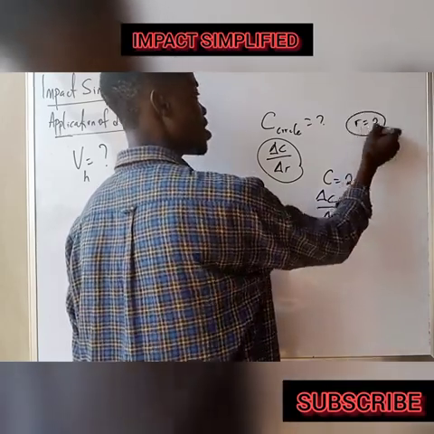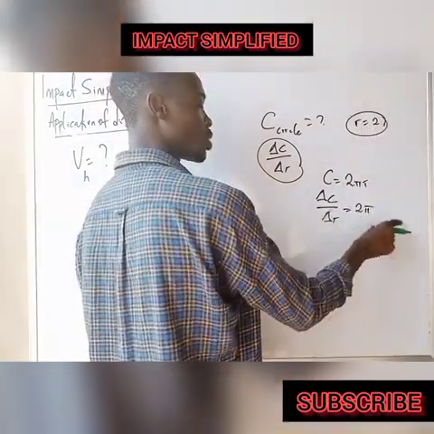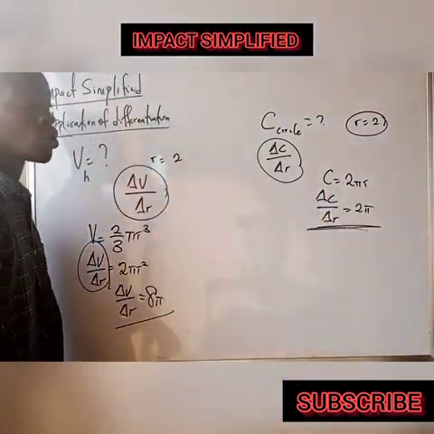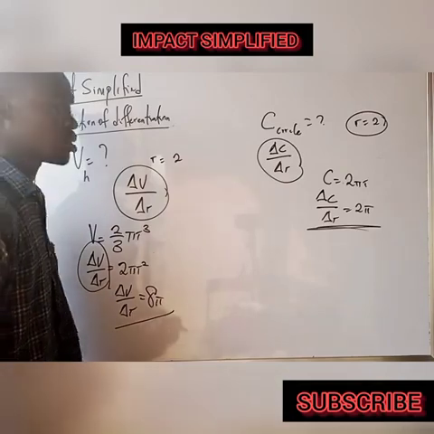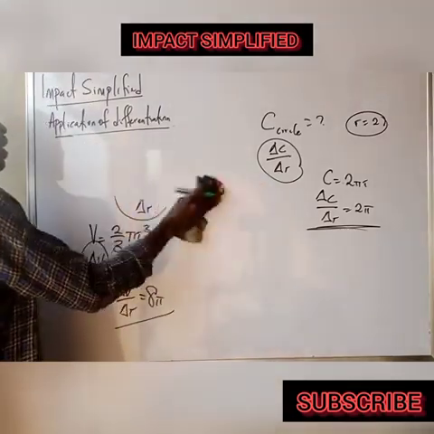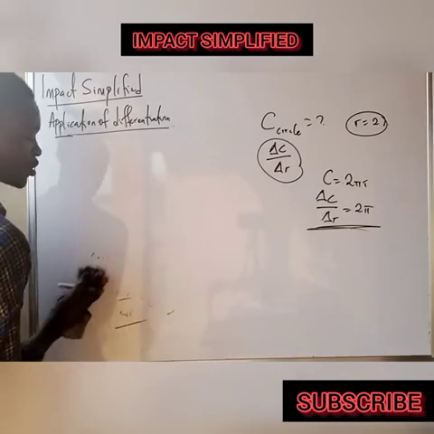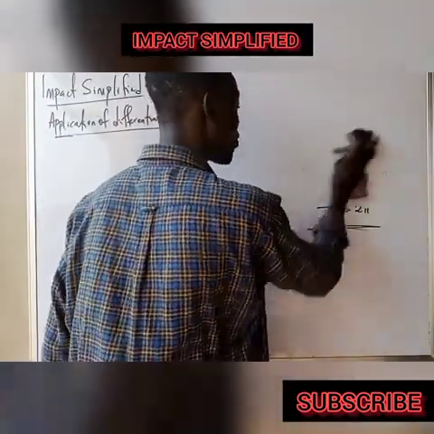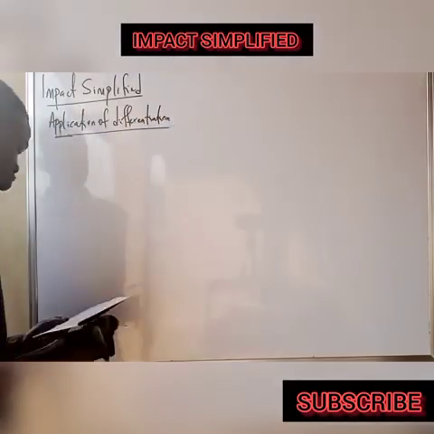And they are giving us r here. This r is useless just because our answer does not have r. So that means our answer is 2 pi. Do we get that? So it's simple. So that is when they are asking you to find the change in volume with respect to the radius, and when they are asking you to find the change in the circumference with respect to the radius.